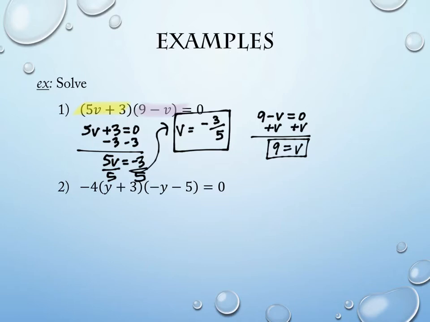So we'll do the same thing on number 2. What I'd like for you to notice on number 2 that's different is that there's a negative 4 out in front. You know what? It really doesn't matter. Negative 4 can't be 0, so it doesn't add anything in terms of giving me new answers, and it doesn't take anything away. The reality is still the same. If either the y plus 3 was equal to 0, or the negative y minus 5 is equal to 0, it zeroes everything out.